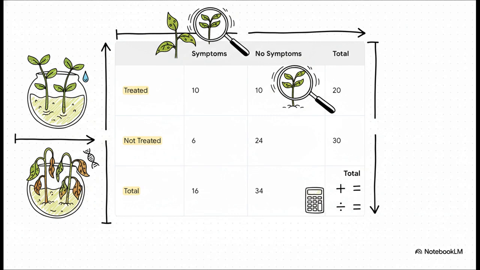The very first step for any chi-square test is just to get your data organized. The problem gives you a bunch of numbers. 10 treated plants had symptoms, 10 didn't, and so on. We take those observed numbers and arrange them neatly into what's called a contingency table, just like you see here. It's basically a grid. On one axis, we have treatment status, and on the other, symptom status. The table doesn't just hold our data, it makes it super easy to calculate the totals for each row and column, and we're going to need those for the next step.